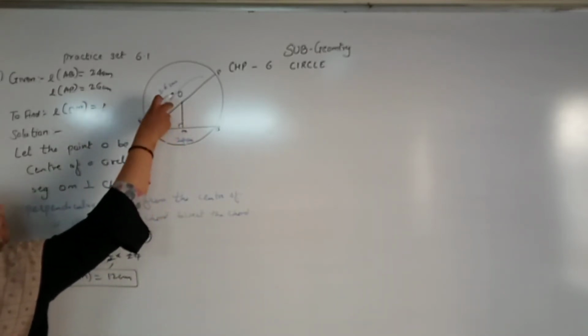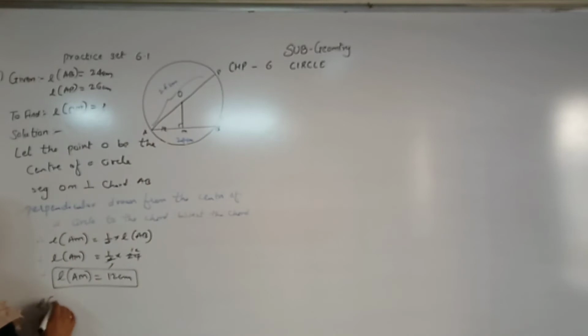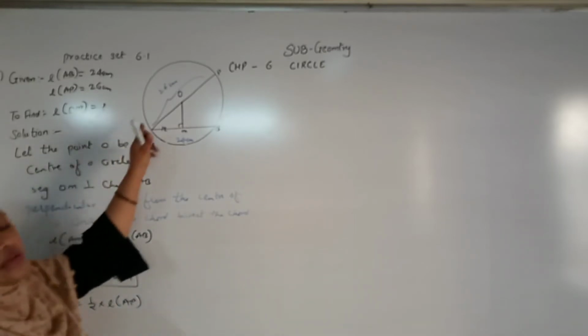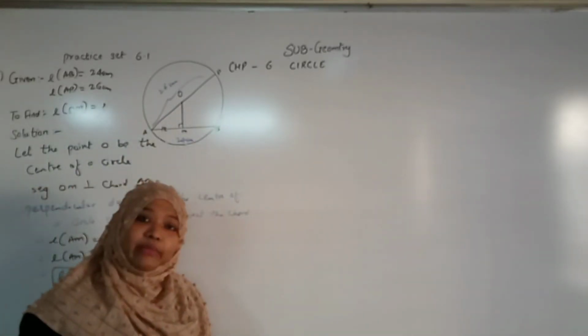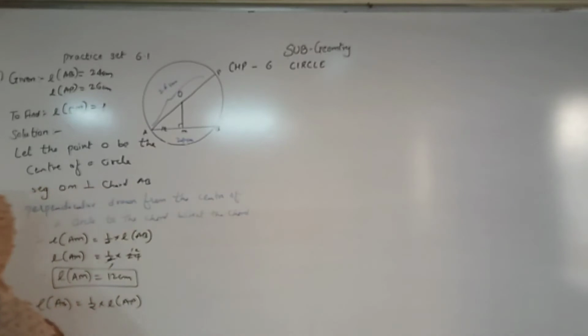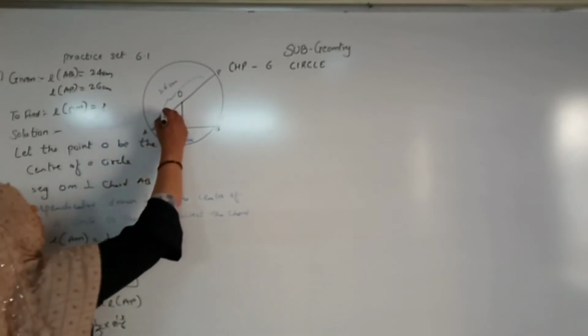Now I can find AO. AO is half of the length of AP, right? Radius is equal to diameter divided by 2, you can write like this also. So the length of AO equals half of 26. Two ones are two, two threes are six. So I got 13 centimeter.